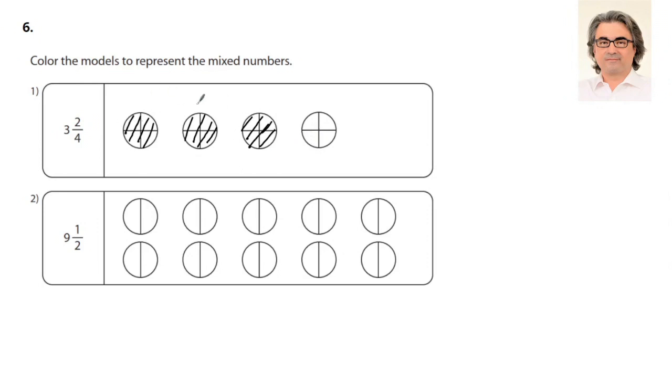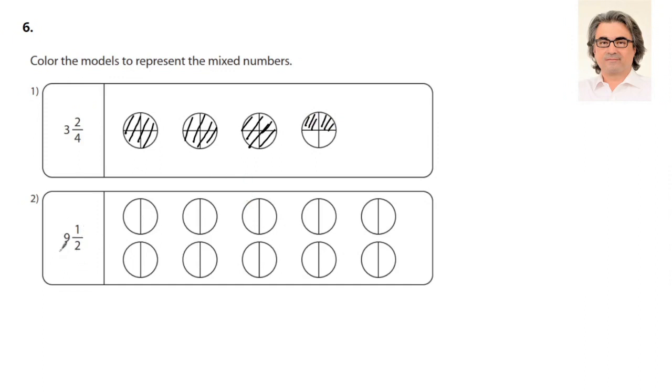Now these 3 shaded circles, all parts or pieces of each circle, represent the whole number 3. What about 2 over 4? The last circle should represent the fraction part of this mixed number, 2 over 4. I should color 2 pieces only. So what about 9 and 1 over 2?